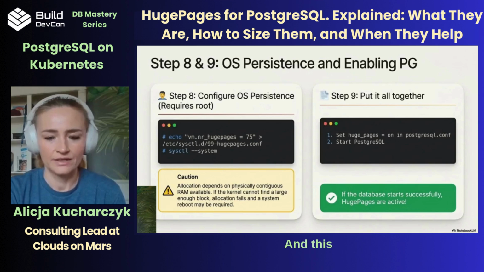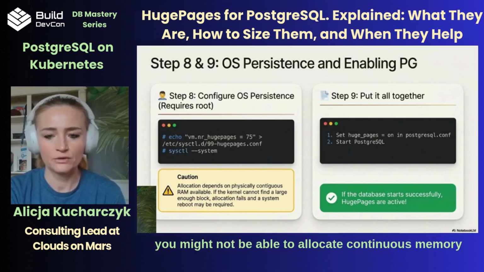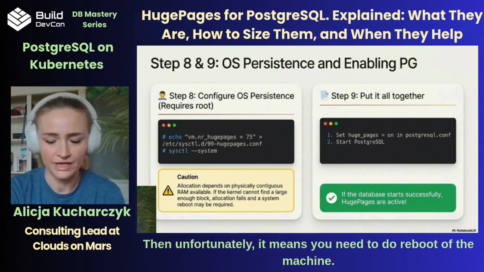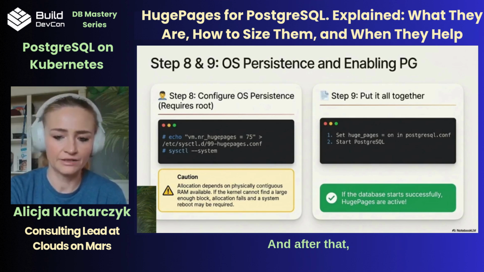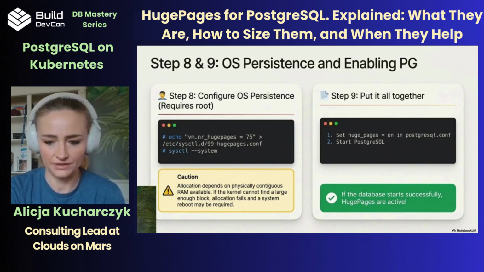And this might not always succeed because if your machine is already running for quite a while, you might not be able to allocate a continuous memory area for HugePages. Then unfortunately, it means you need to reboot the machine. And after that, your allocation should be successful.